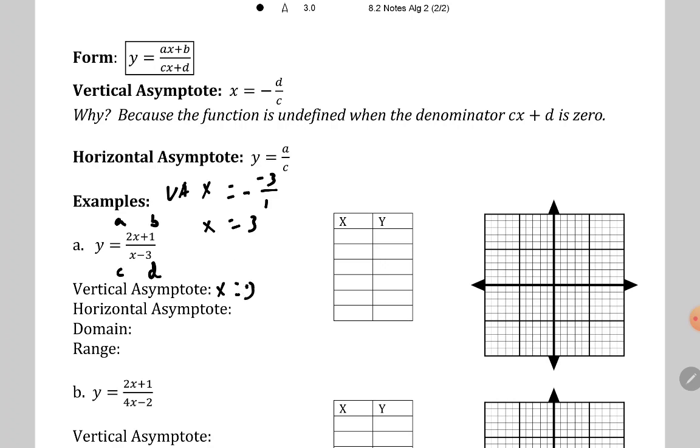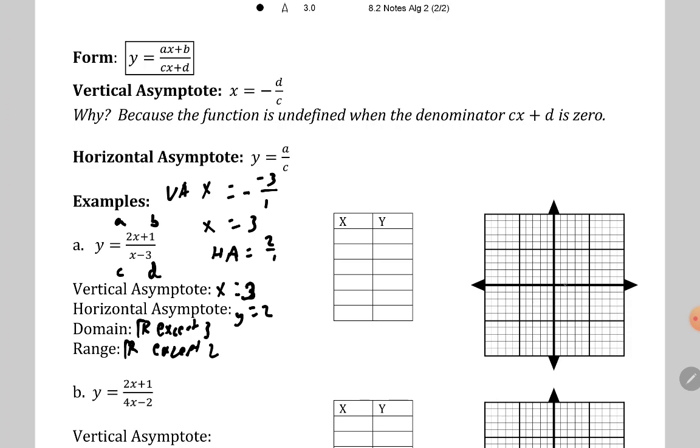A horizontal asymptote, okay, remember, is a over c, which is 2 over 1. So y equals 2. So our domain is everything but our vertical asymptote, so except 3. And our range is everything but y equals 2.